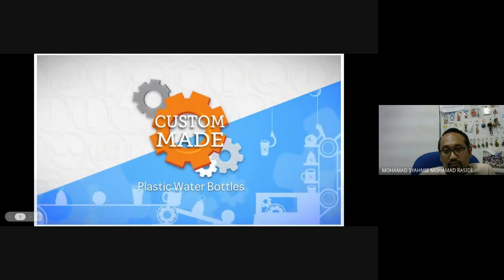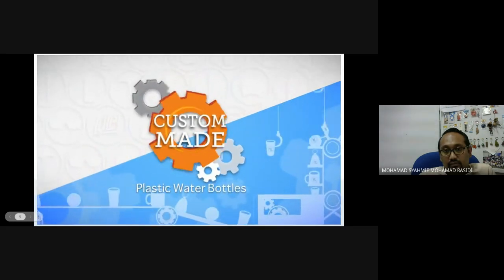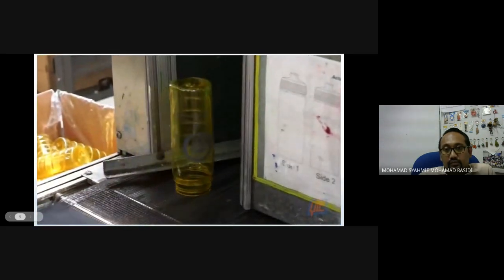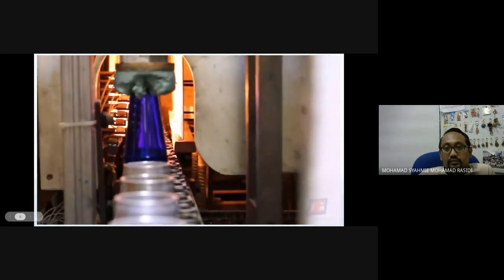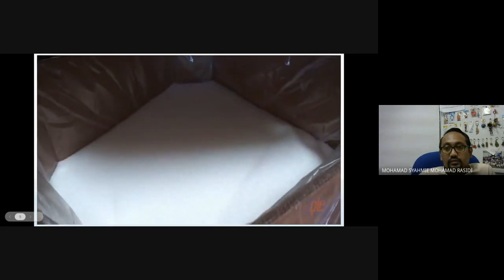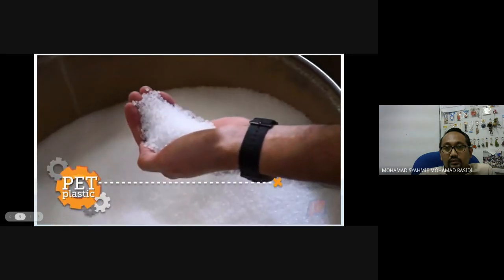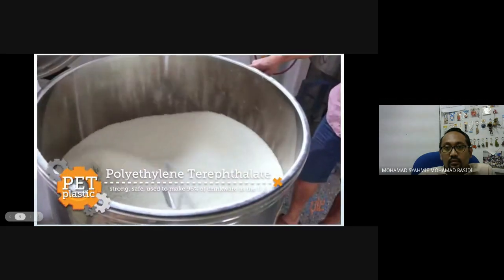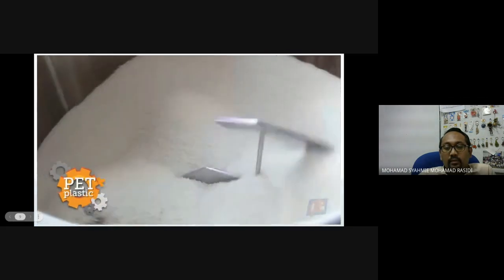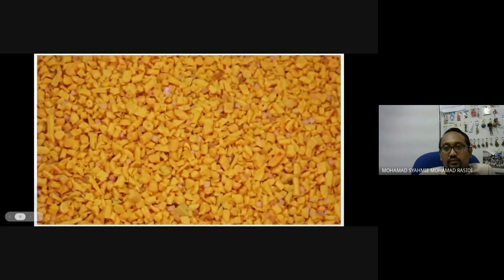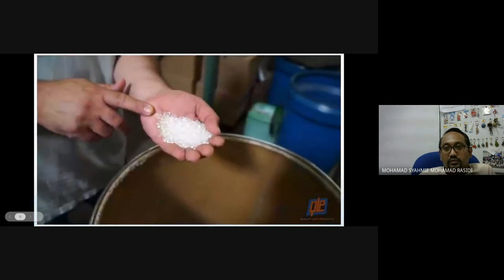Plastic water bottles. They keep you quenched, but how are they made? It all starts with thousands of tiny pellets, primarily comprised of PET plastic. PET, or polyethylene terephthalate, is strong, safe, and makes up about 96% of plastic bottles and containers in the US.